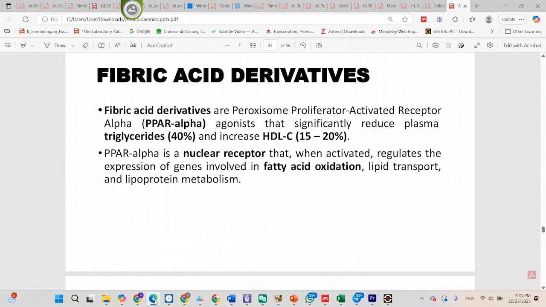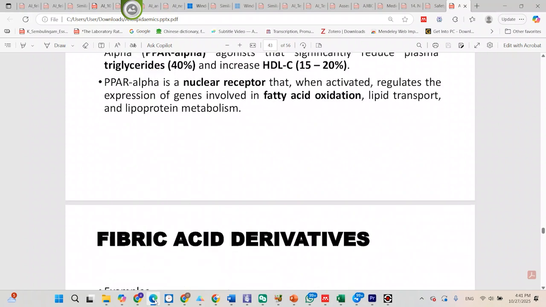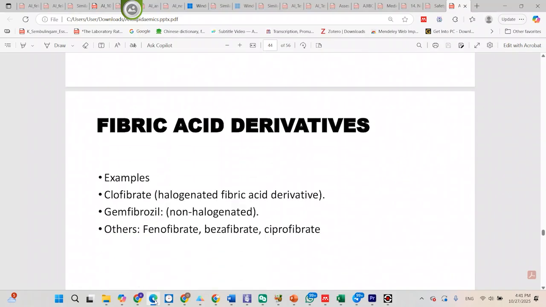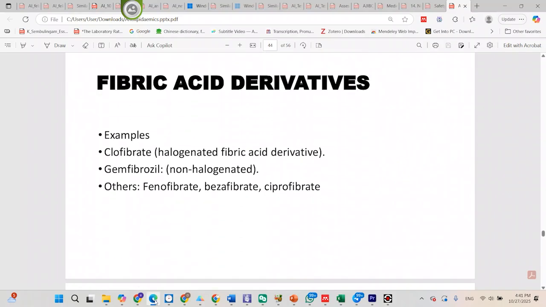We also have the fibric acid derivatives. These ones are agonists of peroxisome proliferator activated receptor, PPAR alpha. And this also significantly reduces triglycerides, and they increase high density lipoprotein cholesterol by 15 to 20%. This protein is a nuclear receptor, and when activated, what it does is just to regulate the expression of genes involved in fatty acid oxidation, lipid transport, and lipoprotein metabolism. Examples of these include clofibrate, gemfibrozil.